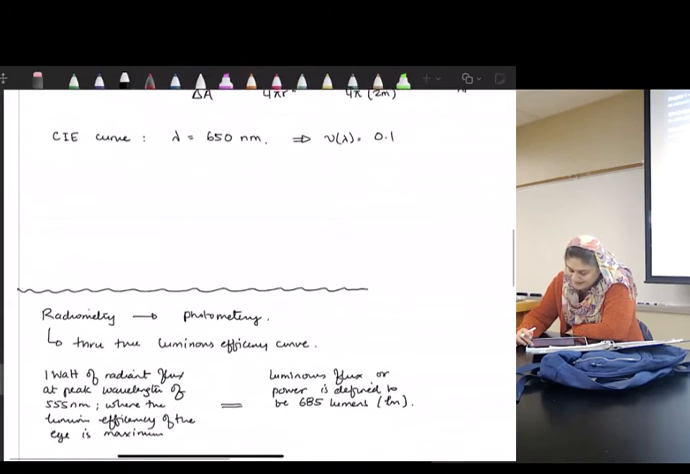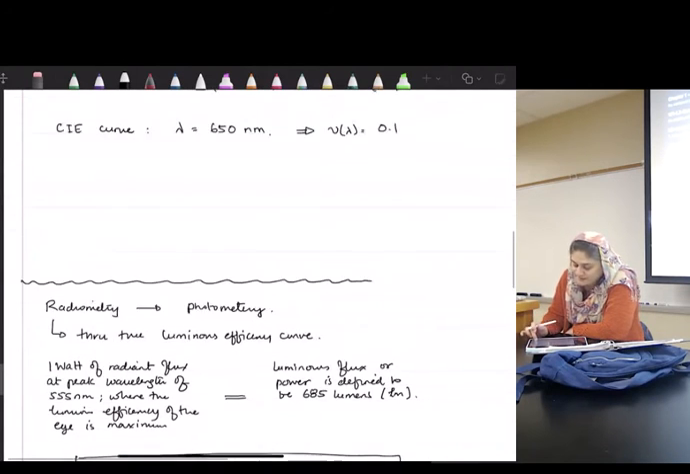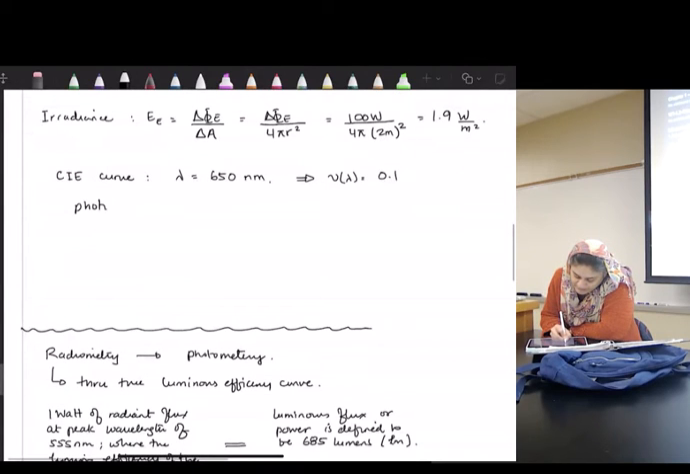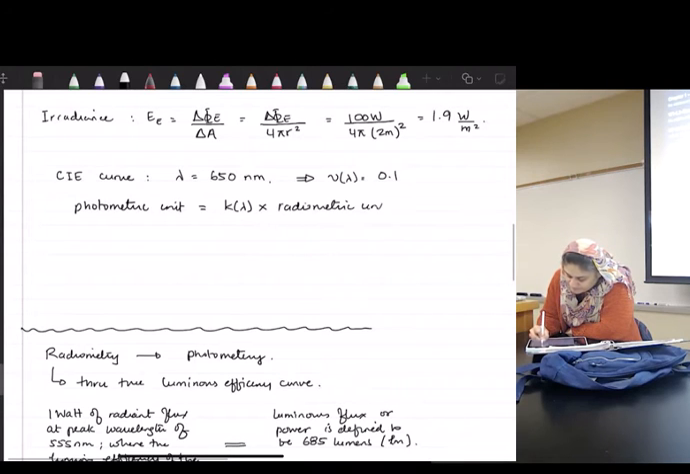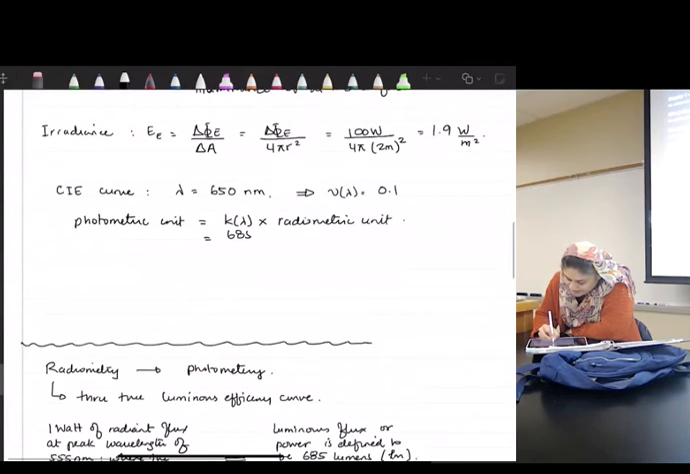So once I have that figured out, I can go from my photometric unit to my radiometric unit using this formula. So what is my photometric unit? Photometric unit equals K lambda times radiometric unit. Or what was it? 685. 685 times V of lambda times the radiometric unit. So this was in general.